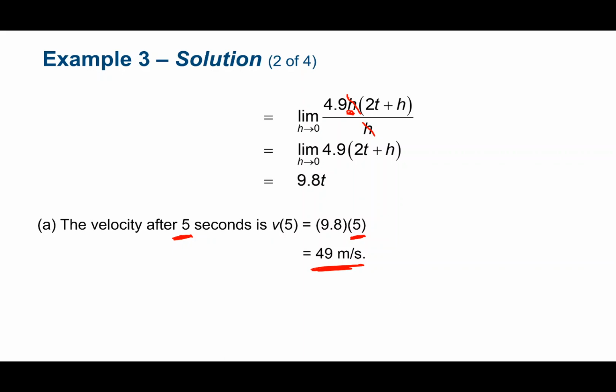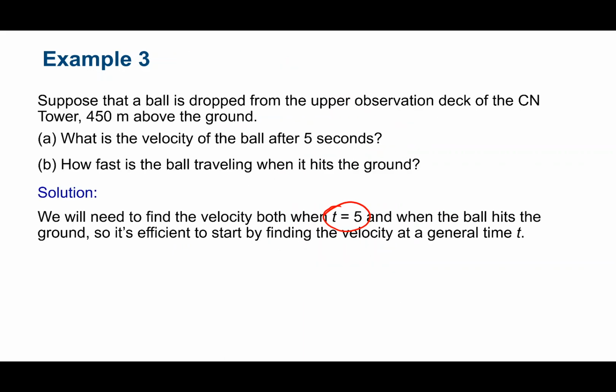Okay, let's look at part B. The B part says how fast is the ball traveling when it hits the ground. Thinking about that, if it hits the ground, how far has it traveled? That's important. It's gone 450 meters. It's 450 meters tall, where we're dropping it from.